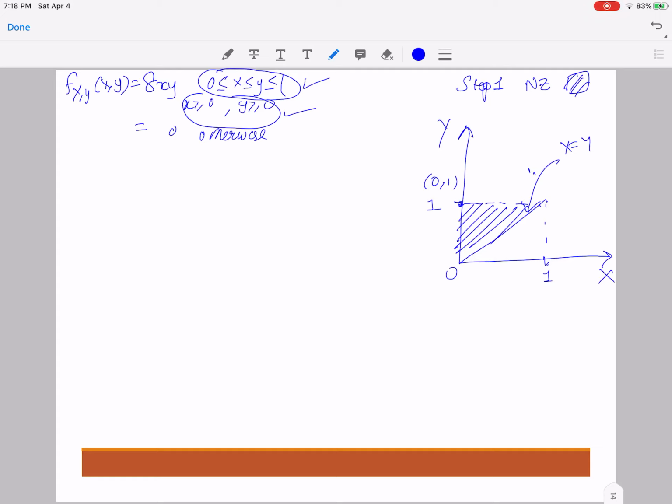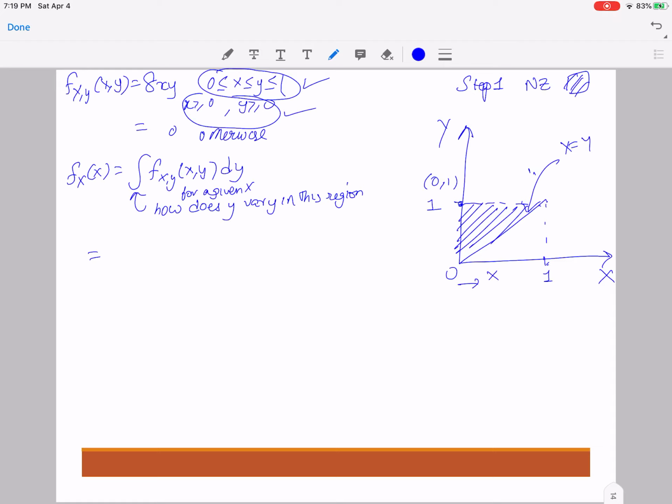Now, if you recall from my previous lecturette, to find the marginal density functions, we would typically integrate the joint PDF with respect to the other random variable. The question that we'll ask ourselves to identify the limits of integration is, for a given x, how does y vary in this region? For any value of x, y varies from x all the way to y equal to 1.